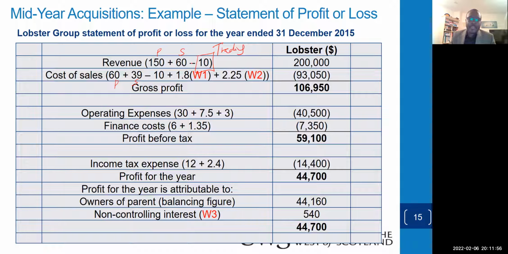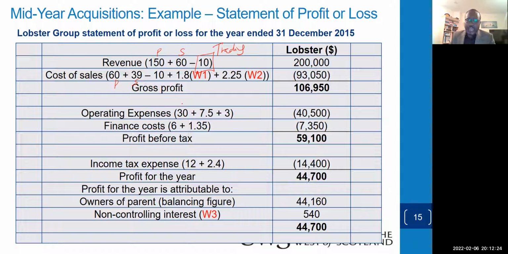All right. Now we are going to find our unrealized profit, 1.8 or 1,800, and then that of the depreciation, fair value depreciation, 2,250. I'm holding them in thousands, that's why I just kept it 2,250. So this 10,000, this 1,800, this 2,250, and then we get this figure. Subtract, we get our gross profit, and as usual, operating expenses.